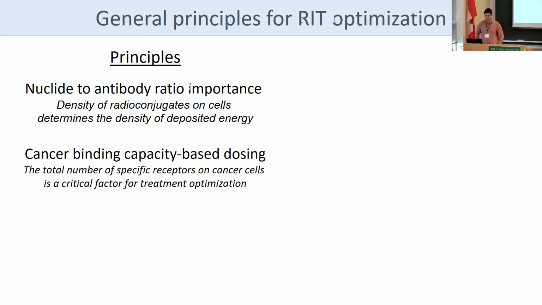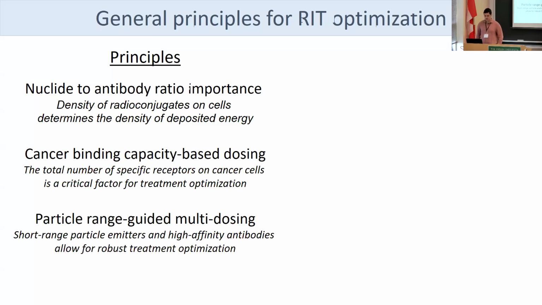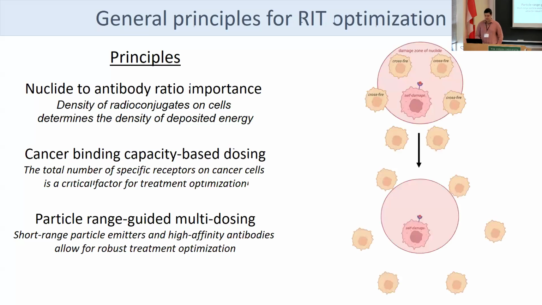The total number of specific receptors on cancer cells is the critical factor for treatment optimization, which estimation may allow increasing treatment efficacy close to its theoretical limit. And the third principle is particle range guided multi-dosing, since the use of short range particle emitters and high affinity or rapidly internalized antibodies can allow redirecting the dose towards still viable cells, yielding a robust method of treatment optimization. And it is noteworthy that eradication of cancer cells via self-damage may be a necessary condition for optimization of treatment of blood cancers, since during prolonged treatment, the distance between remaining cells should gradually increase, hindering the efficacy of crossfire.